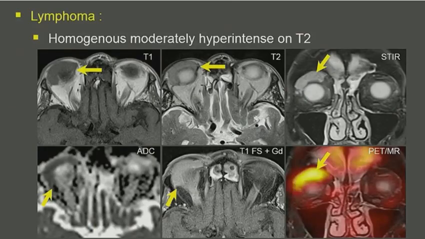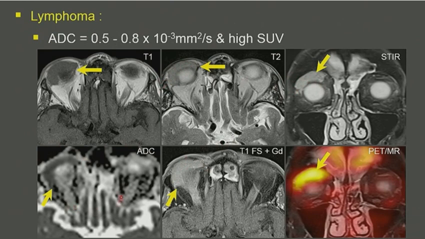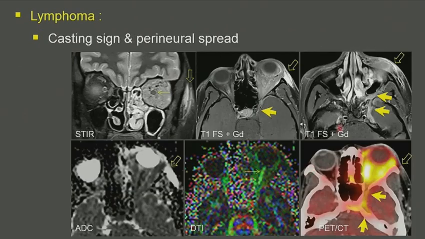But let's have a look at the morphology. In lymphoma, as you see here, a lymphoma arising from the lacrimal gland, we have a very homogeneous T1 signal, homogeneous intermediate T2, and then we have homogeneous enhancement. If you look at your ADC map, you see very low ADC values, typically in the range of 0.5 to 0.8, so actually much lower than the values for carcinomas. You also will see that these patients tend to have a very high SUV value.